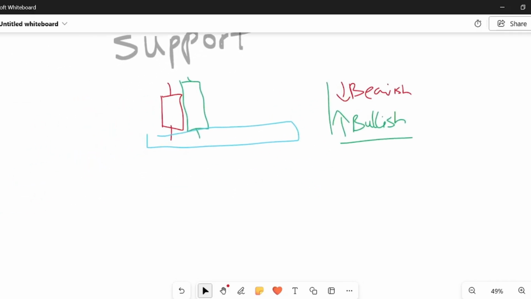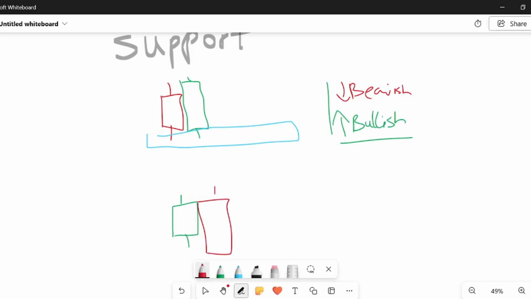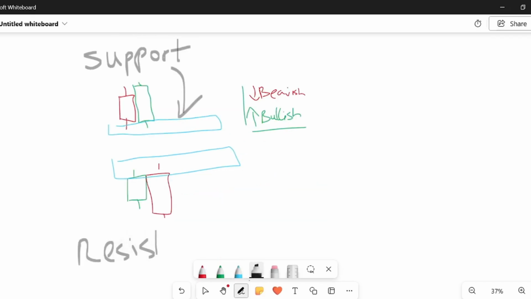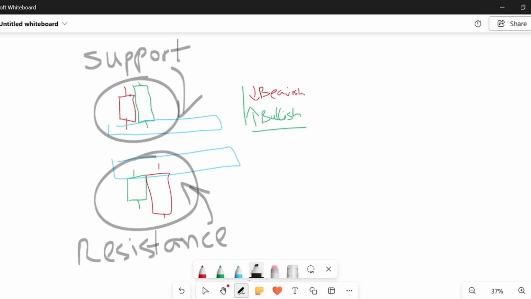Now literally the opposite, when you have a bullish candle forming, which is followed by a bearish candle, this right here forms a resistance, right? So this is a support and this is a resistance. So a bearish candle followed by a bullish candle is a support, and a bullish candle followed by a bearish candle is resistance. So that's as simple as it gets.